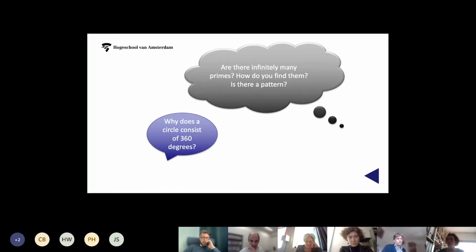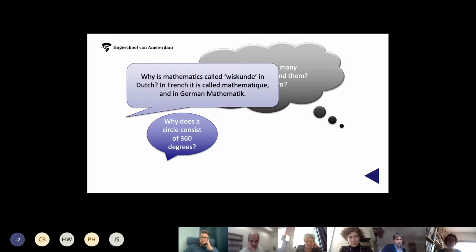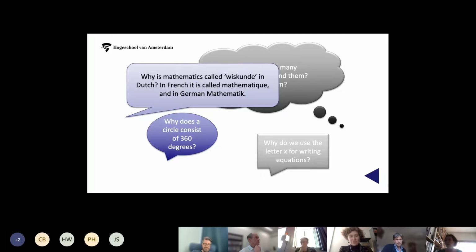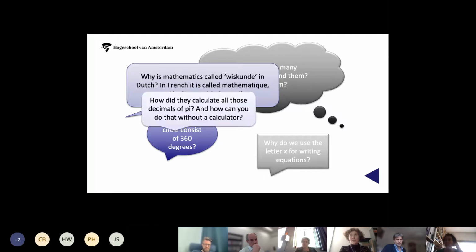On primes, are there infinitely many? How do you find them? Is there a pattern? Or for instance, why is mathematics called wiskunde in Dutch? Do our teachers even know that? Because in French and in German and in English, the words are pretty much the same, but in Dutch, we have another word for it. Why do we use the letter X for writing equations? Something, well, I think most people will have asked themselves or have pupils ask them. How did they actually calculate all the decimals of pi? And when they did that without a calculator, how would they have done that?